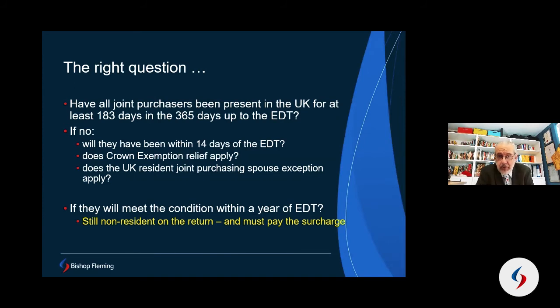Have all joint purchasers been present in the UK for at least 183 days in the 365 days up to the effective date of transaction? And if the answer is no, you've got a supplementary question. Are they close? Will they have been within 14 days? Because what you can then do is hold the return back until they qualify and send the return in then, but you've got to send the return in within 14 days. So you've only got 14 days of grace there. Does the Crown exemption relief apply? Or does the UK resident joint purchasing spouse exemption apply?